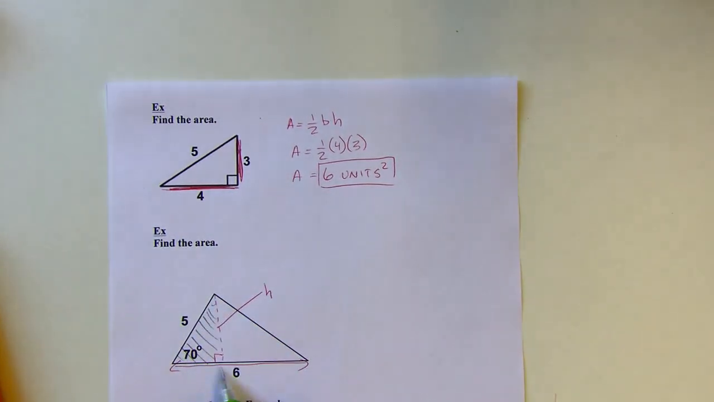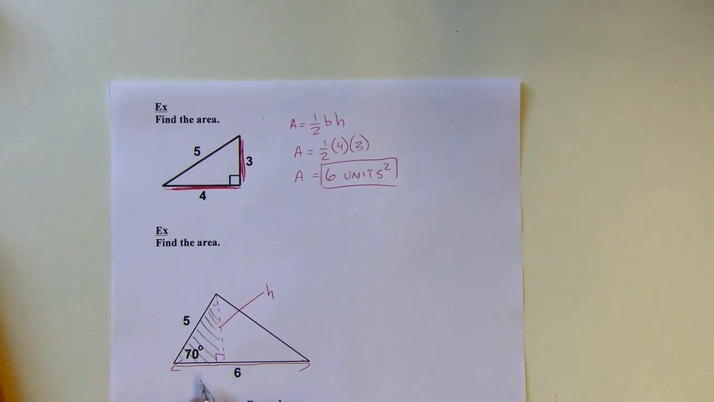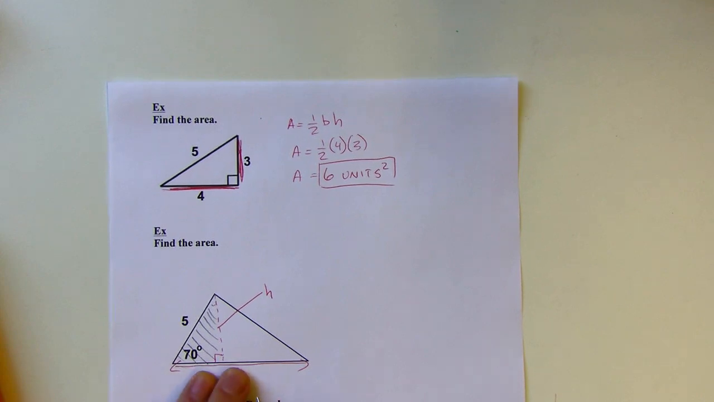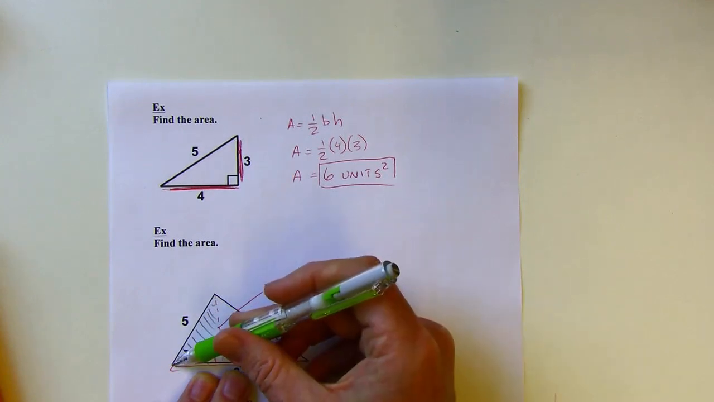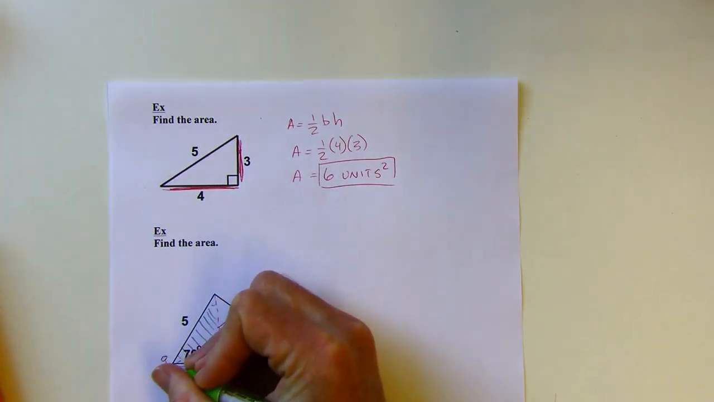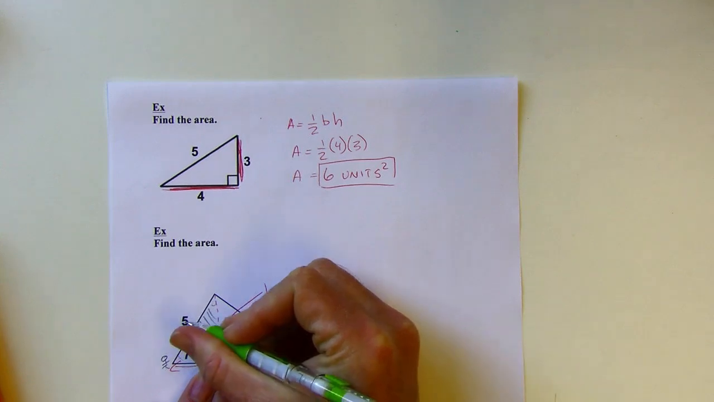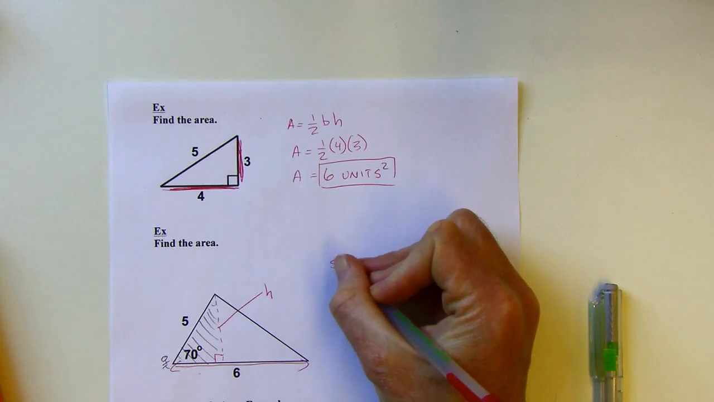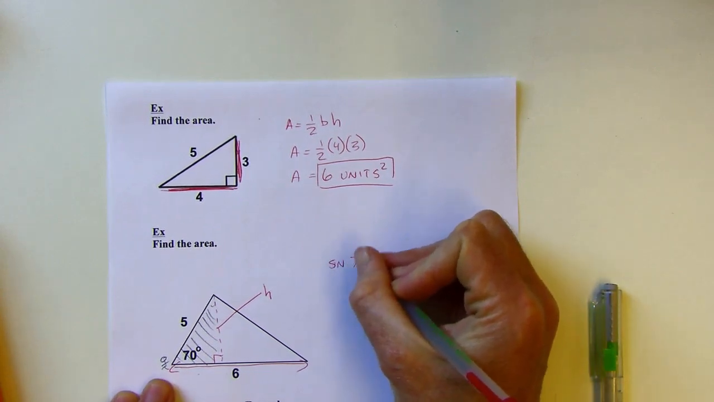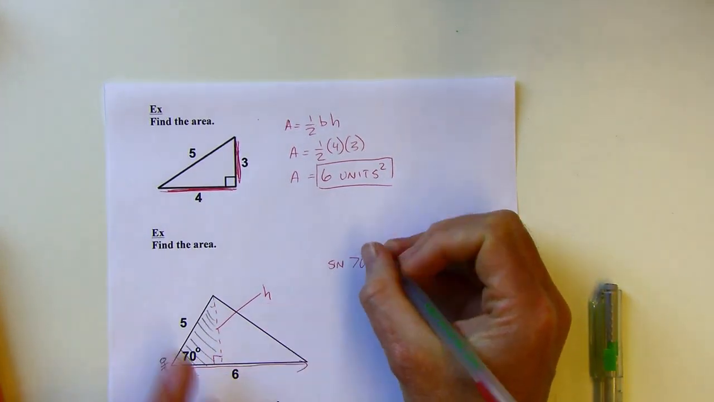I know some people are going to assume that this is 3, but I don't know if that's cut in half or not. Maybe this is 2 and 4 or whatever, right? So let's forget about the 6 at the bottom for a minute. I can still find the height using this right triangle. Down here, I've got opposite and hypotenuse, so I can find it using sine. So the sine of 70 degrees, that's where I am, is going to equal h over 5.